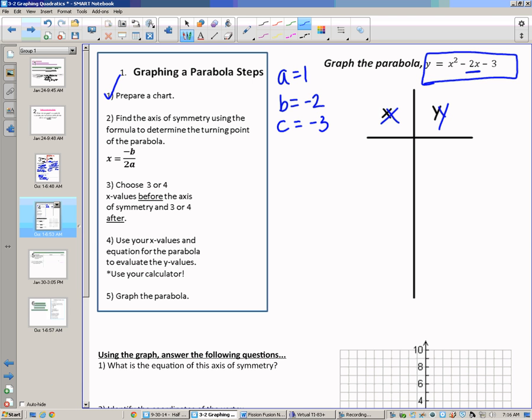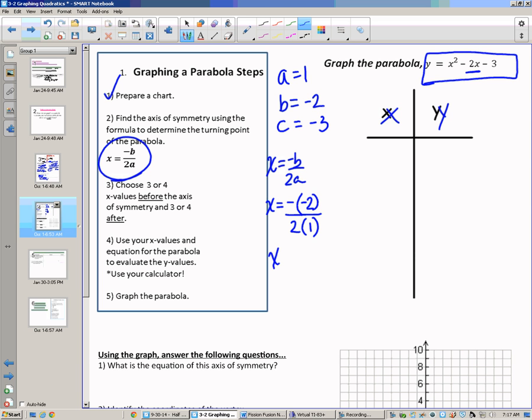Okay, so we did that. Find the axis of symmetry. So using the equation x equals negative b over 2a, I'm going to say, okay, x equals negative, and then my b is a -2. Be careful with your negatives, over 2 times 1.